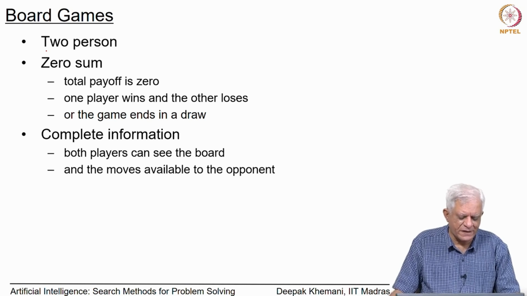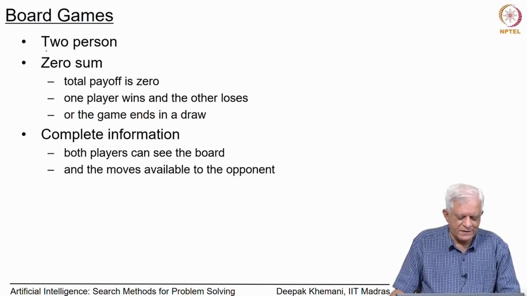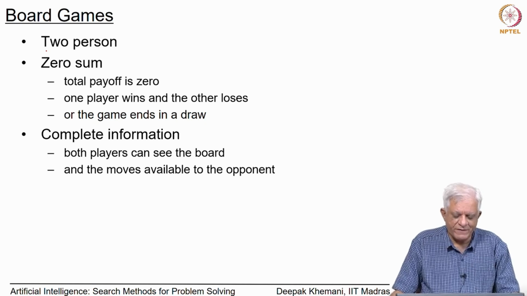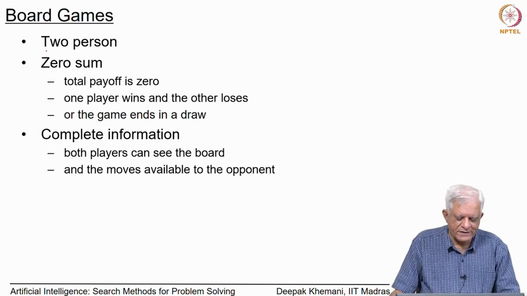These are complete information games, where both players can see the board position completely and they can see the moves available to the opponent as well. So, they know exactly what the other person can do and take that into account in their own strategy formation.